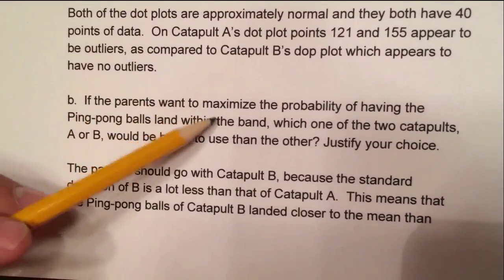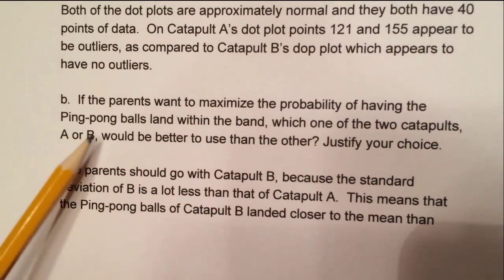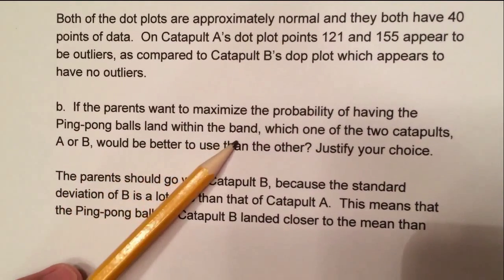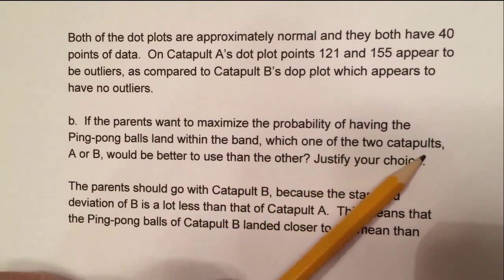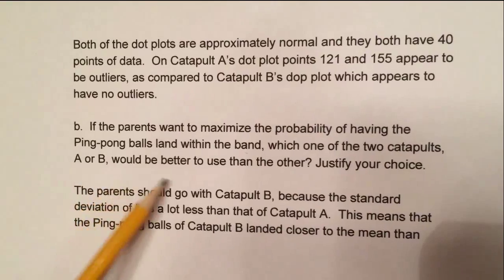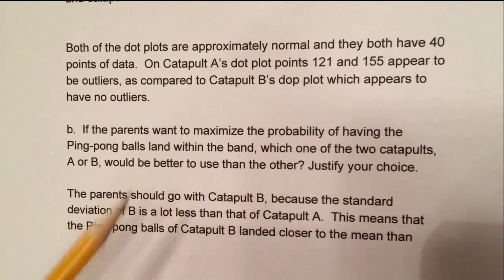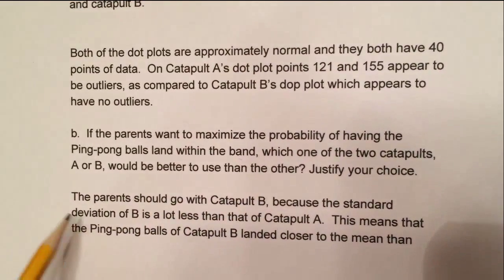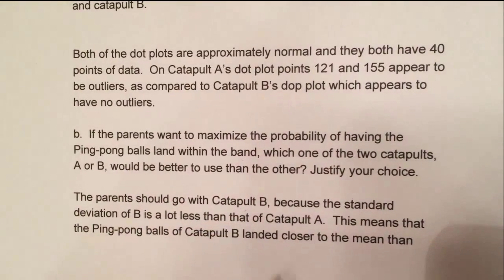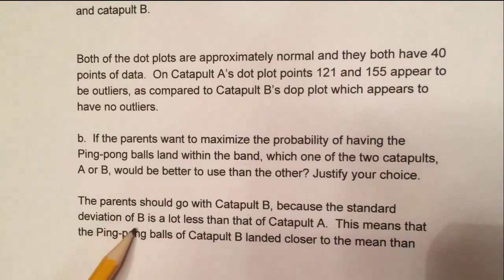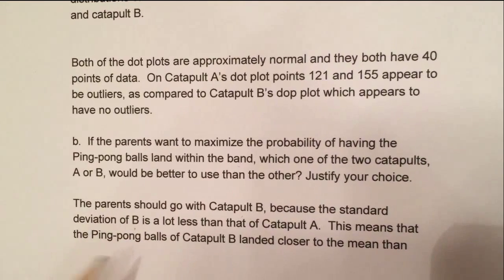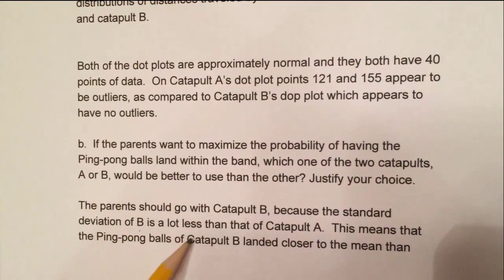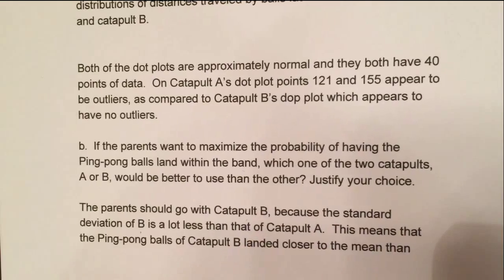If the parents want to maximize the probability of having the ping pong balls land within this 5 centimeter band, which one of the two catapults, A or B, would be better to use than the other? So now, I said the parents should go with catapult B, because the standard deviation of that dot plot is less than that of catapult A.